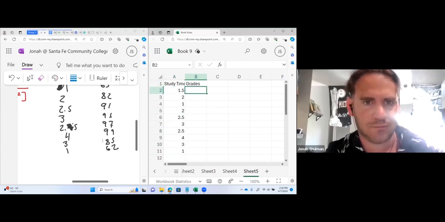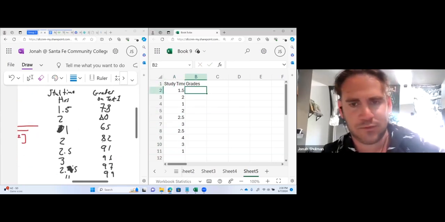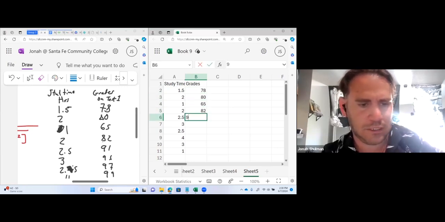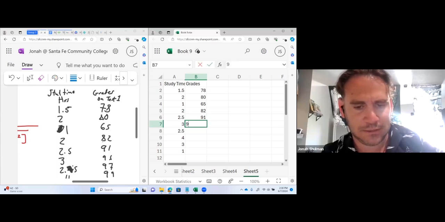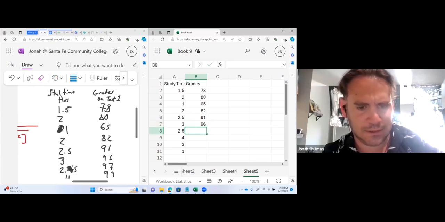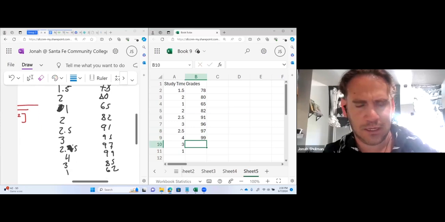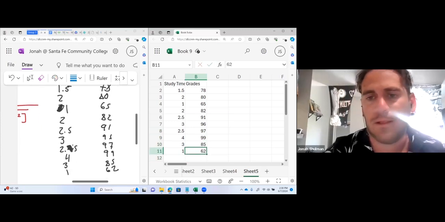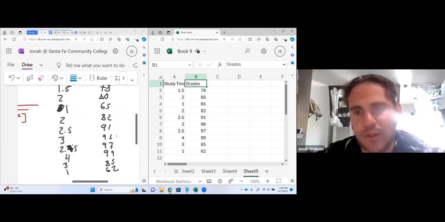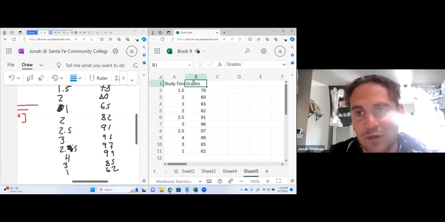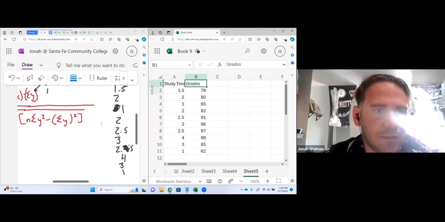All right, next one. Our test grades: 78, 80, 65, 82, 91, 96, 97, 99. What else we got? 85 and a 62. Cool. So these are our terms. We can think about this as our X value and this is our Y value. Now we've got to do some moves.